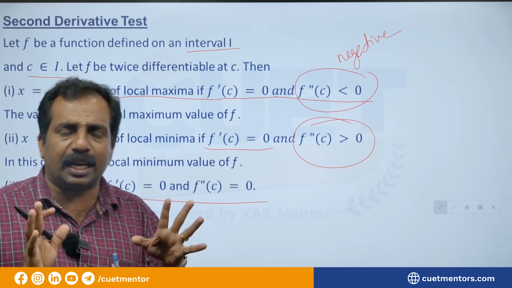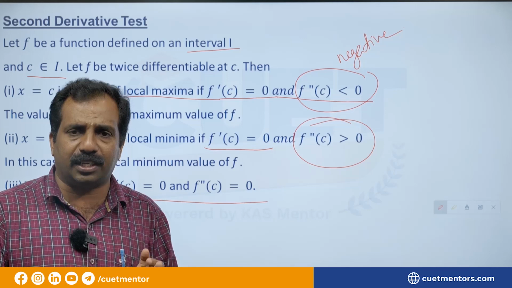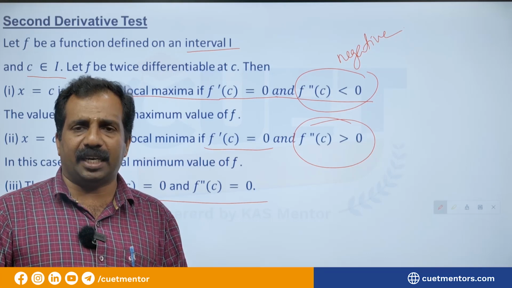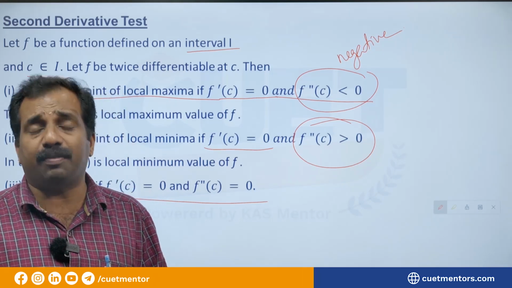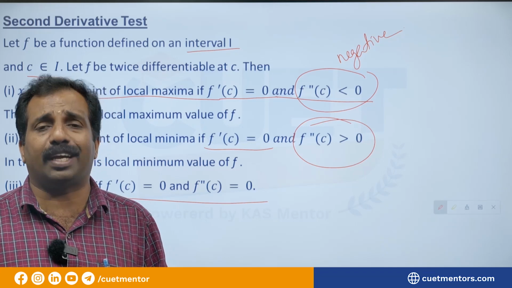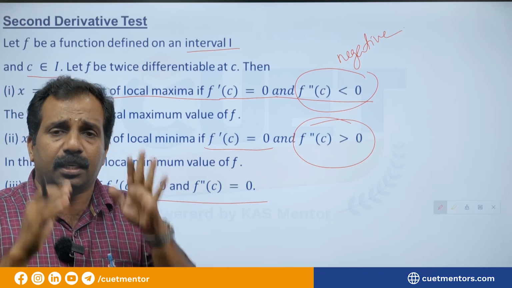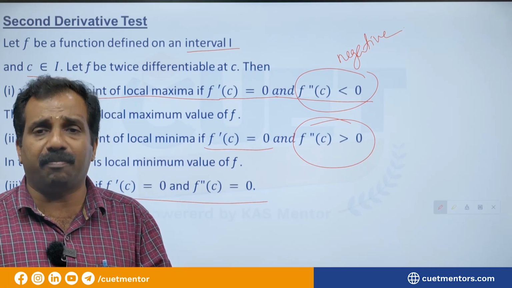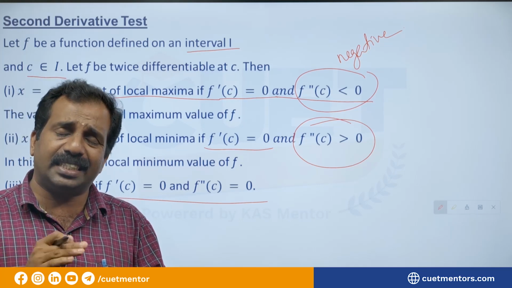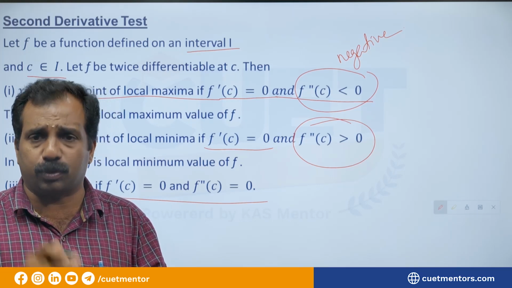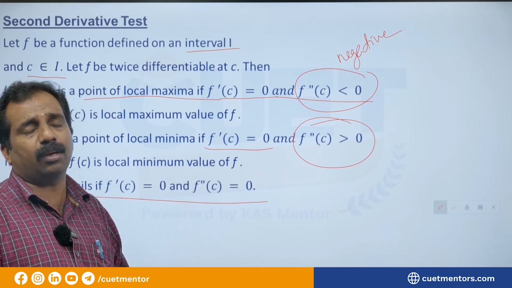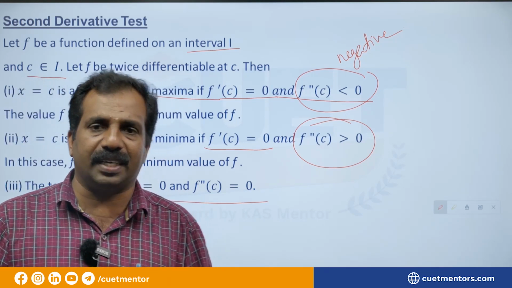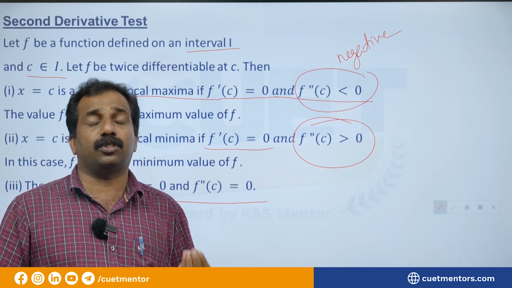First we have to find the first derivative f'(c), then set it to 0, then find f''(c). If the second derivative value is less than 0, that is, negative at that particular point c, then that point is a local maximum. If f''(c) is greater than 0, that means positive, then that point is a local minimum. So when the second derivative is negative we get a maximum, and if it is positive we get a minimum.